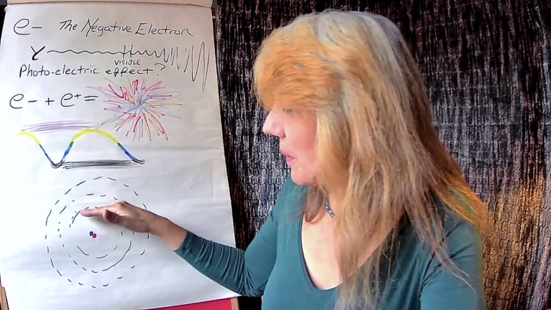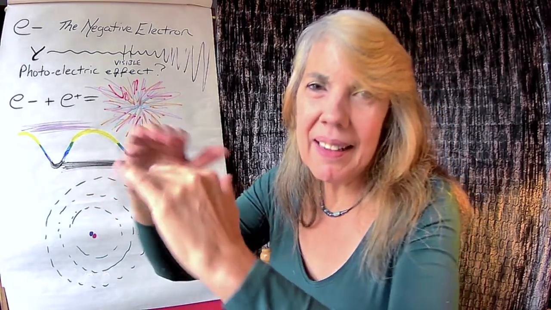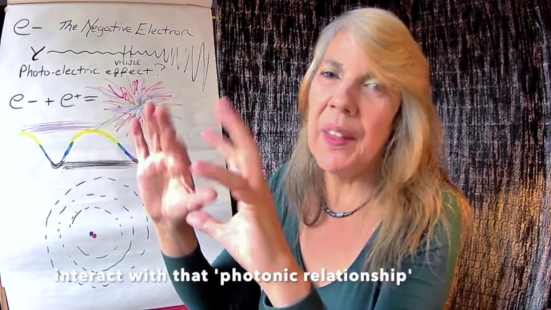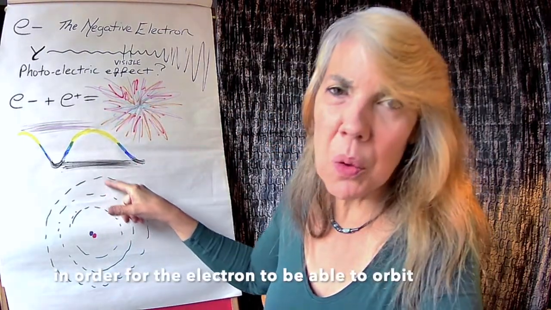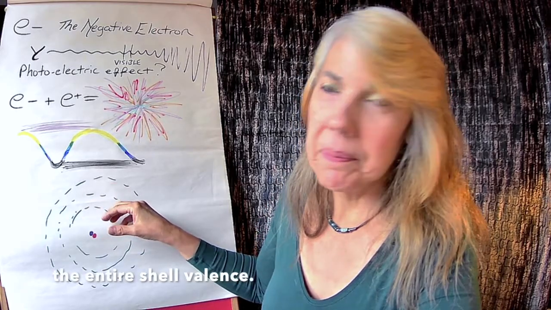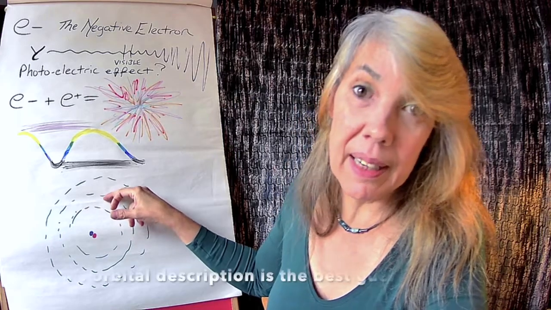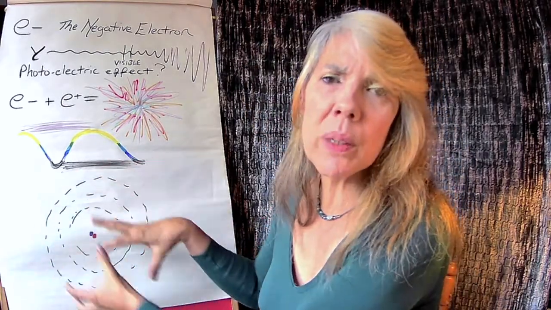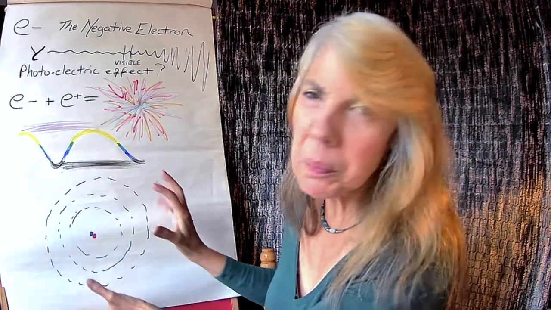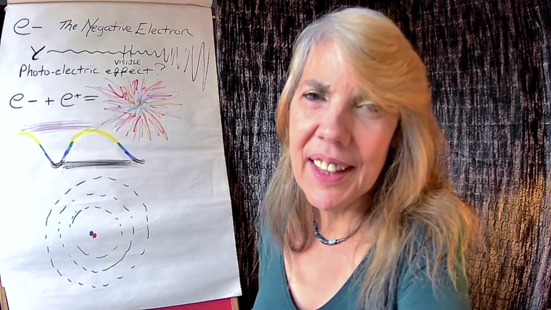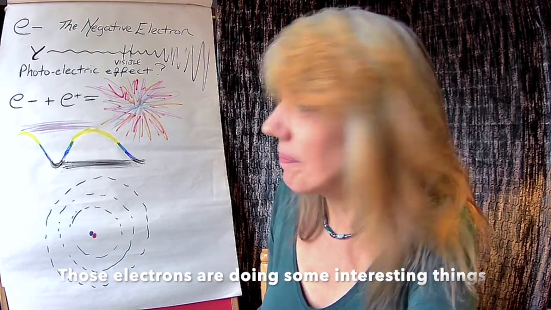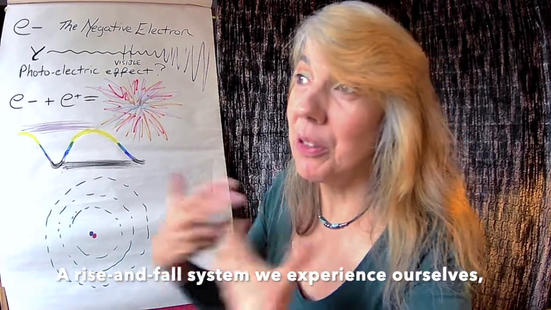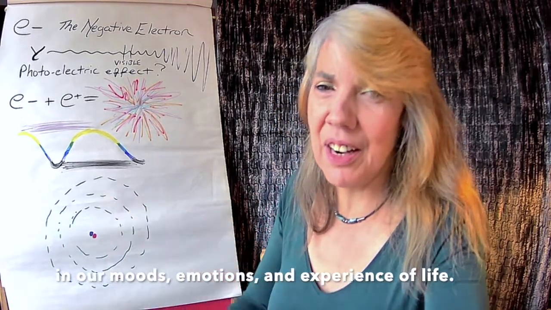So between these shells there are sublayers where the electron can, in some kind of quantum mechanical way, interact with that photon relationship in order for it to be able to orbit the shell valence. So it goes from ground state through to the next shell, up to the next shell, and then down again, and it orbits. So it's a whole system of orbiting, spinning that makes up the atom, and those electrons are doing some really interesting things. They're going up and down in energy quotient just as we are, in our moods and our emotions and the way in which we view life.